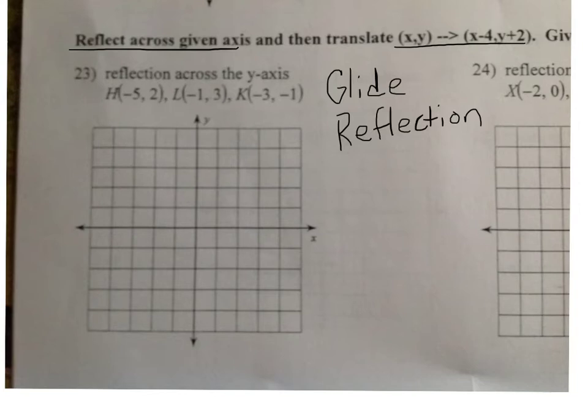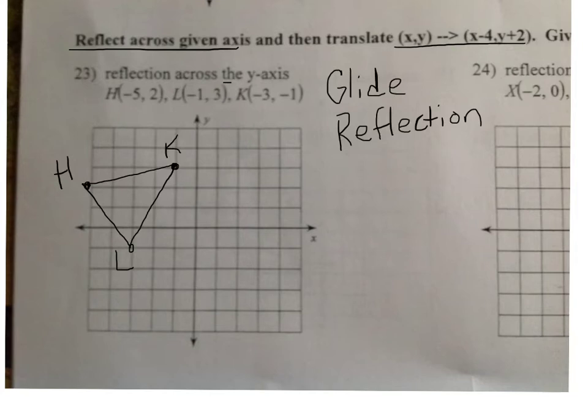So if I draw my original picture, I draw my H at negative 5, 2. I draw my L at negative 1, 3. And I draw my K at negative 3, negative 1. This is going to be my original triangle. My H, my L, and my K.